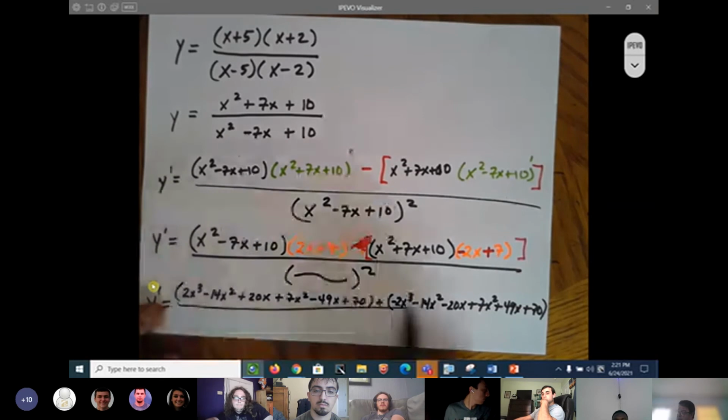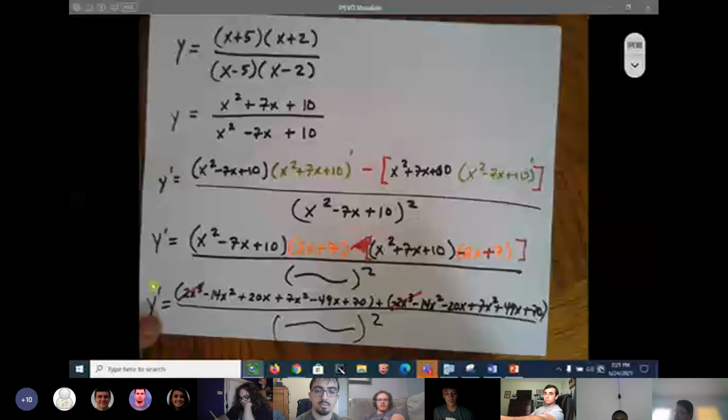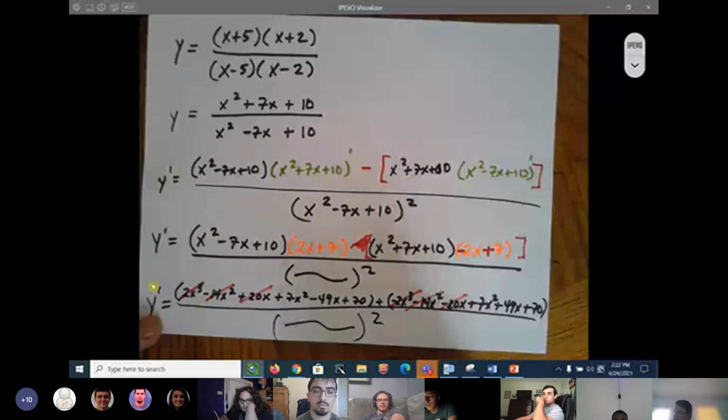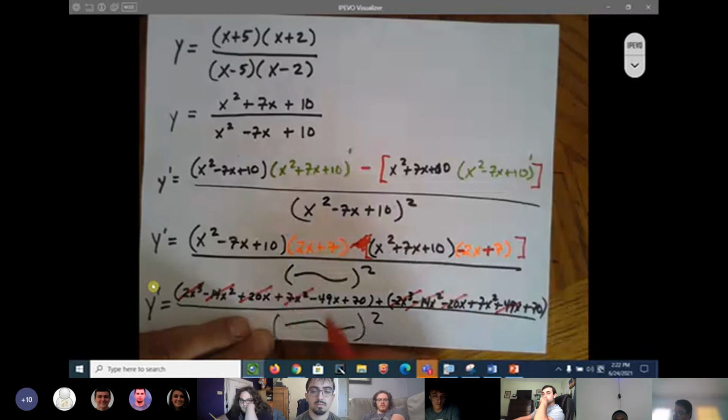All that over denominator squared. And 2x cubes, what happens to them? They cancel out. 14x squared cancels. 20x cancels. 7x doesn't. Minus 49. Oops.